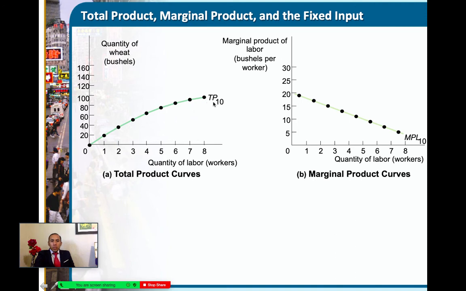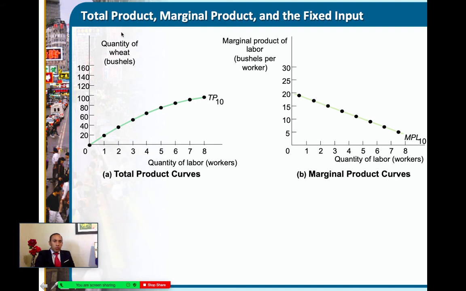Our total production for our 8 workers, meaning that if we have the 8 workers employed, 8 workers produce a total of approximately 100 units, about 100 units. So the 8 workers have a total production, TP, total production. 8 workers have a total production of 100 units with 10 acres of land, for example. So if we have land available, that's the fixed input.